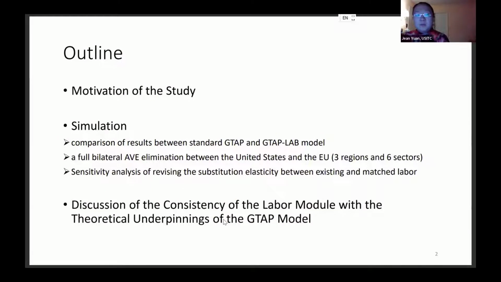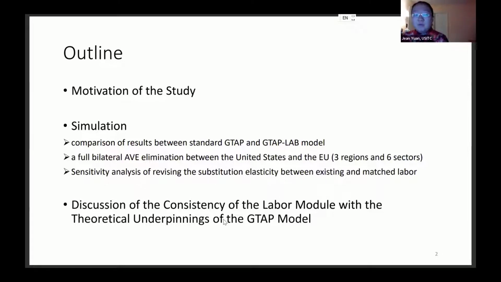First, I'll talk about the outline of my presentation. I will discuss the motivation of the study, and then the features of the GTAP labor model, and in particular, the simulation that we do. Then there is a comparison of the results between the standard GTAP model and the GTAP labor model. The simulation is a full bilateral ad valorem equivalent tariff liberalization between the United States and the EU. We aggregated the standard GTAP database into 3 regions and 6 sectors, with a 2011 baseline.